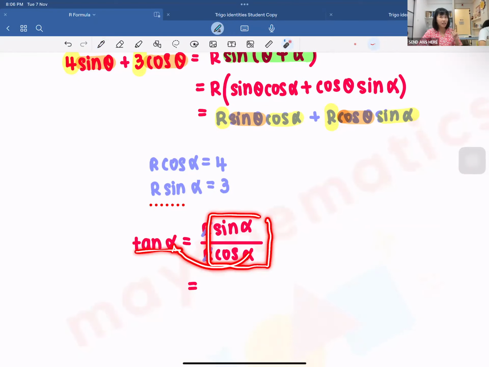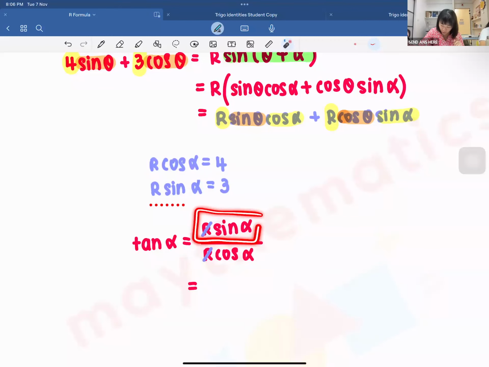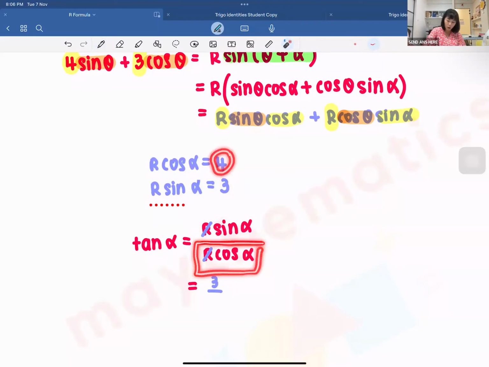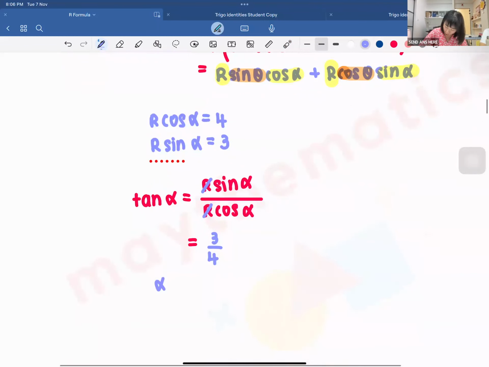Makes sense? Okay, now what is your R sine alpha just now? Isn't it a 3? So I substitute in the 3 here. Your R cosine alpha just now, isn't that a 4? So I substitute in the 4 here. That's how I get tangent alpha is 3 over 4. Understand? Then to find alpha is tangent inverse of 3 over 4.